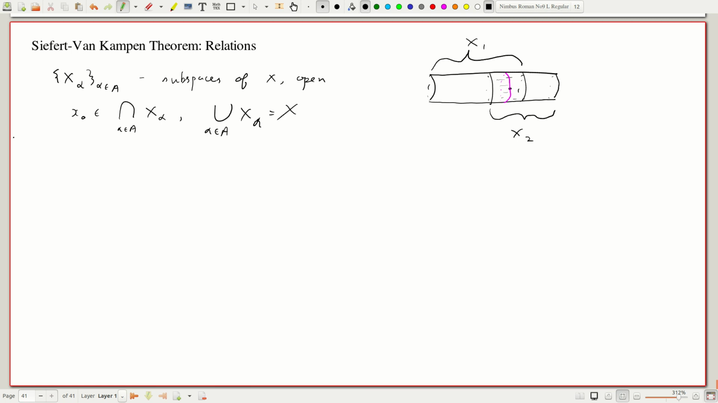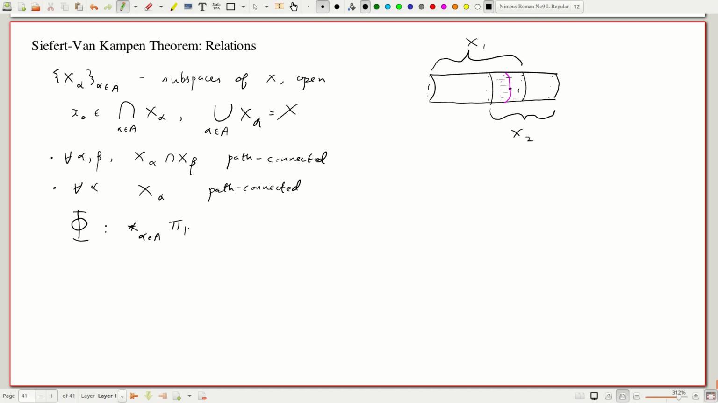So they cover everything. And now we have the hypothesis that for all alpha, beta, X alpha intersection X beta is path connected. Even before that we had the hypothesis that for all alpha, X alpha is path connected. And under this hypothesis we showed that we had a map phi which maps the free product over alpha in A of pi 1 of X alpha with base point X0 into pi 1 of X, X0, which is onto.